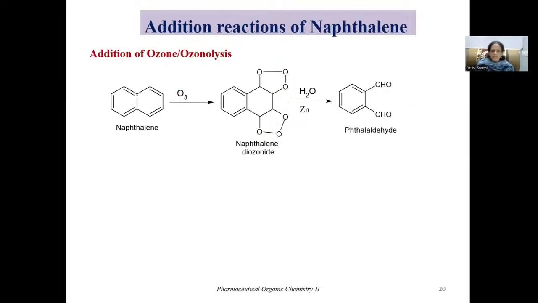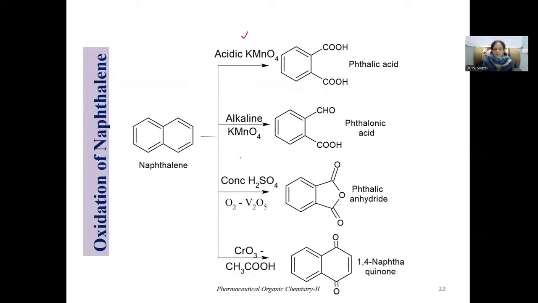So these are the three addition reactions of naphthalene: addition of chlorine, addition of sodium, and addition of ozone. Now let us consider the oxidation reactions of naphthalene. Naphthalene can undergo different oxidative pathways. It depends on the type of oxidizing agent used and also the type of medium that is used during the reaction.